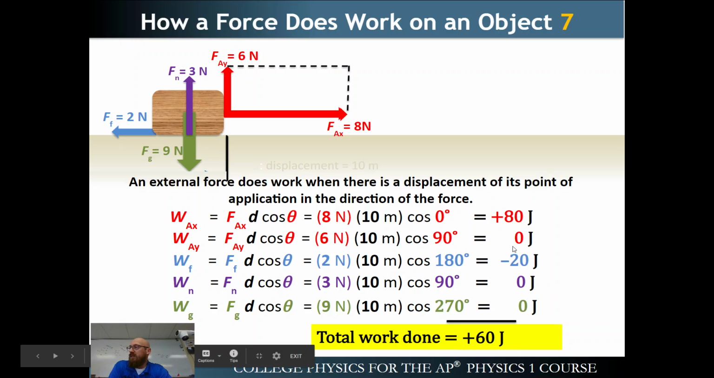Hopefully that makes sense, because the work done by your force applied minus the energy lost, or the work done by friction, gives you a total. Okay.